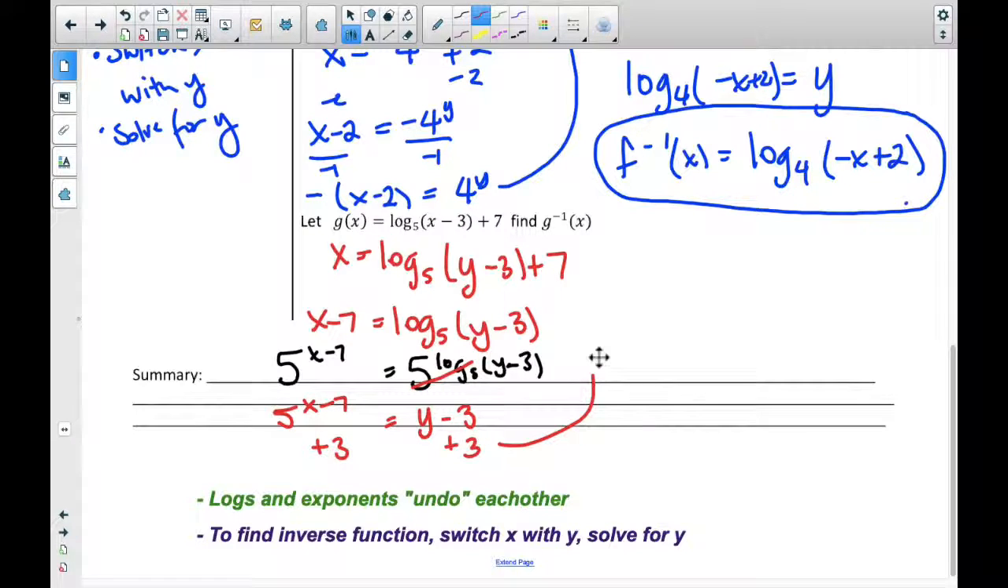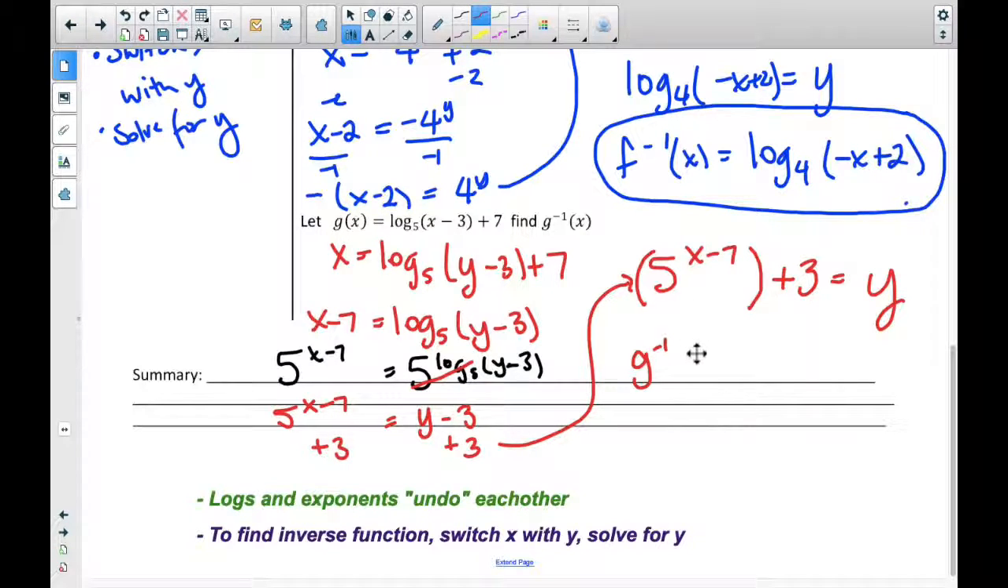I'm out of space, so I'm going to come over here. And I'm going to have 5 to the power of x minus 7. And then I don't know if you want to put that in parentheses. I'm going to go ahead and maybe put that whole thing in parentheses and then say plus 3. And so now my y is all by itself. So now I'm done with the equation. I have the inverse of g is 5 to the power of x minus 7 plus 3.